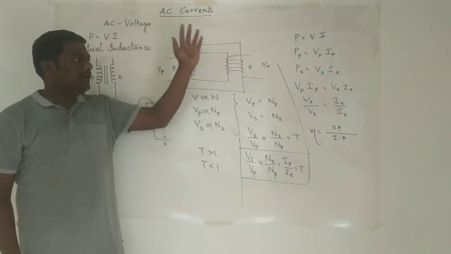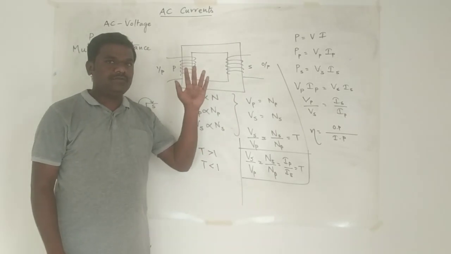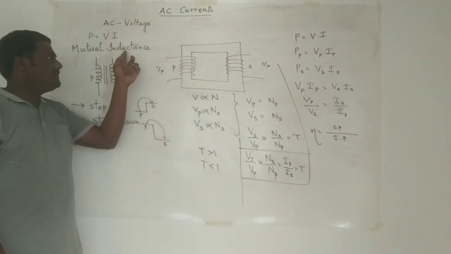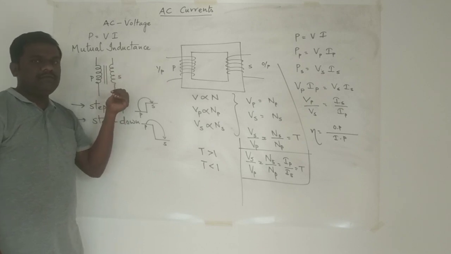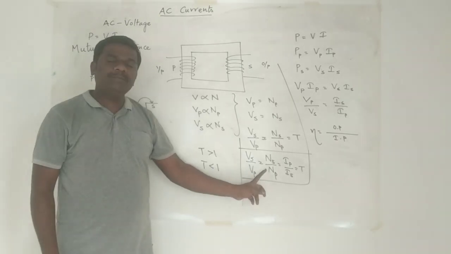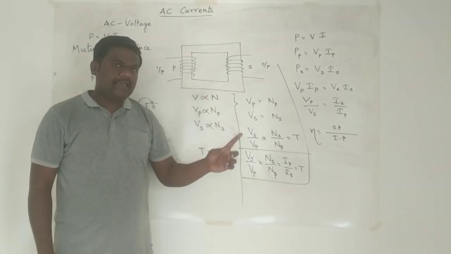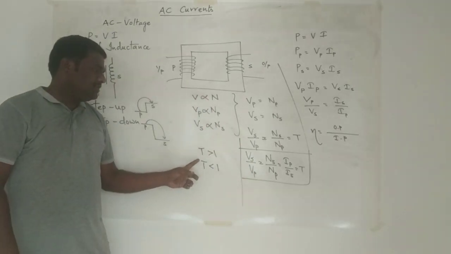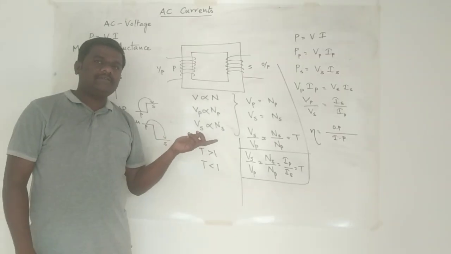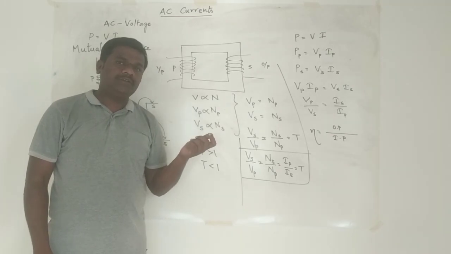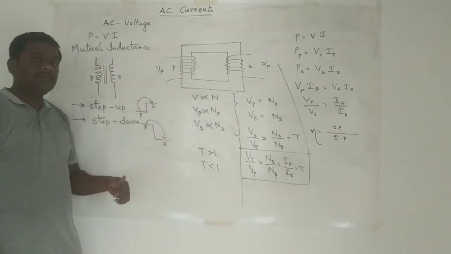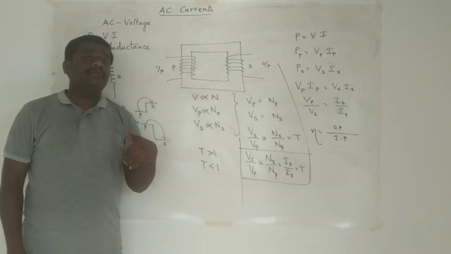So I hope you understood what a transformer is. As a recall, the definition is important, the principle is important, and the symbol is the most important thing. And this formula is used in numerical cases. Based on this, you may get objective questions. Like if a transformer has a turns ratio greater than 1, it could be what? Step up. If it is less than 1, step down.